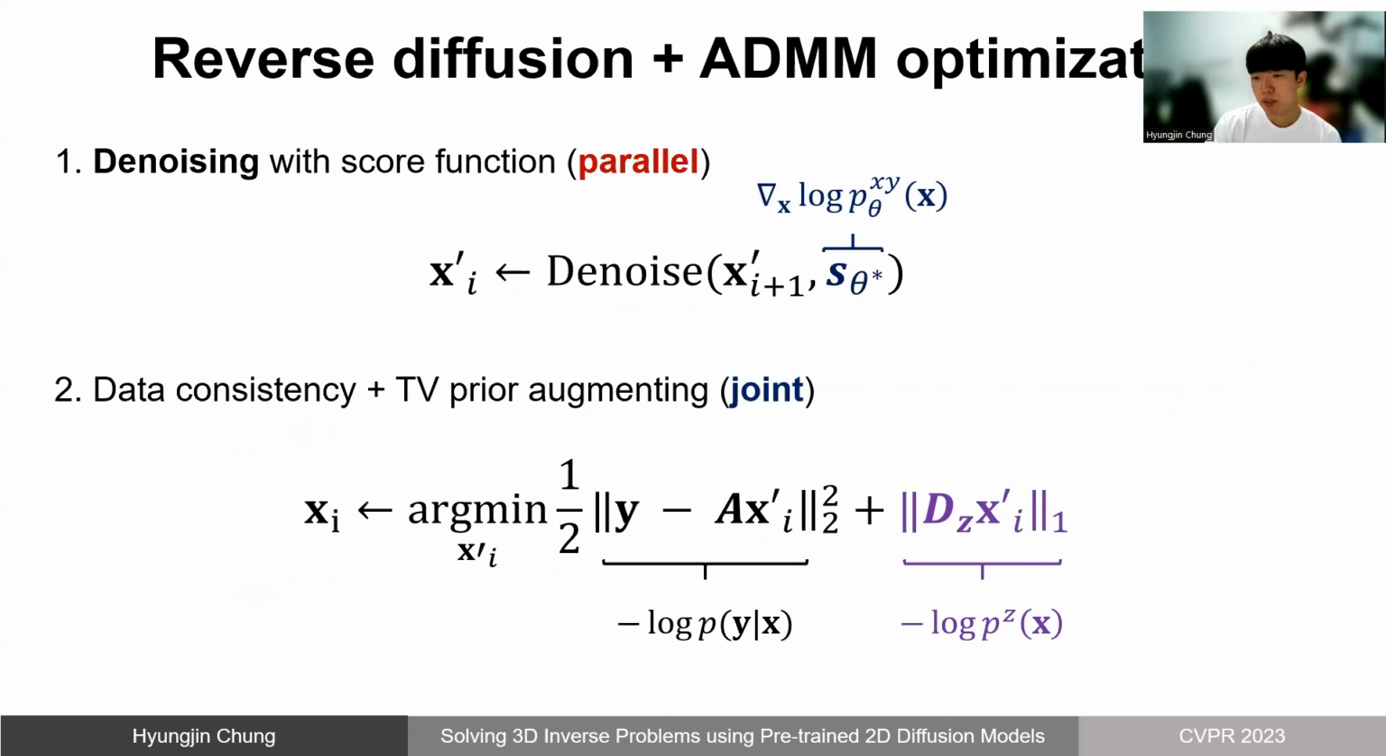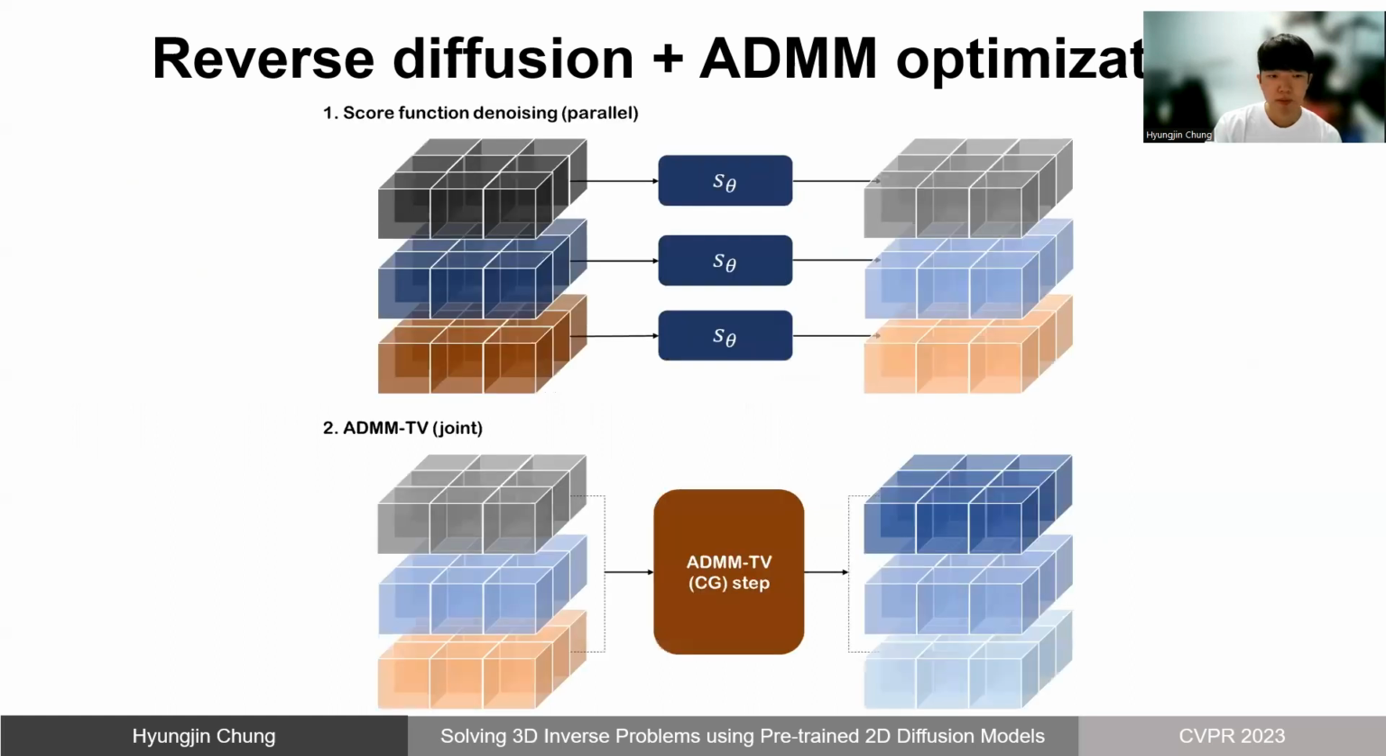Dissecting each component, the diffusion prior is naturally incorporated in the denoising step, and the likelihood and the model-based prior are incorporated in the optimization steps. Visually speaking, as the diffusion model denoising steps operate in 2D, the slices will be independently denoised. Then, the ADMM-TV step will be run on the whole volume jointly.